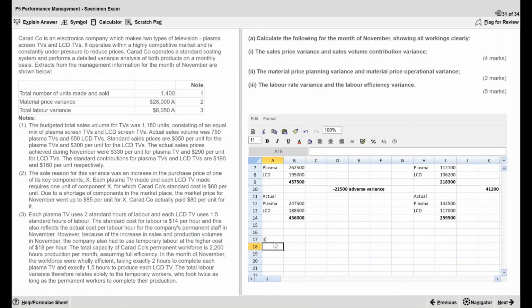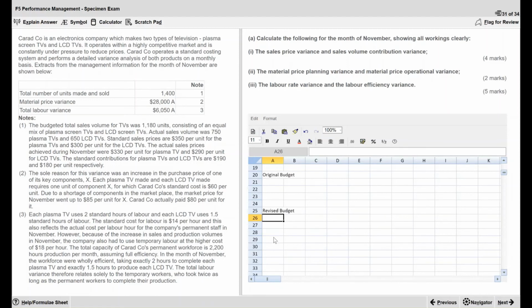So this is number 2. Material price variance. Overall it is price variance, just divided into two parts. So we have original budget and revised budget and then actual. Okay. So we are only talking about price.